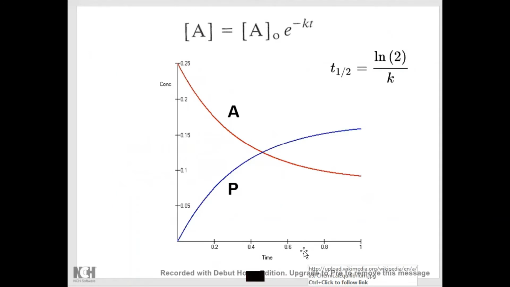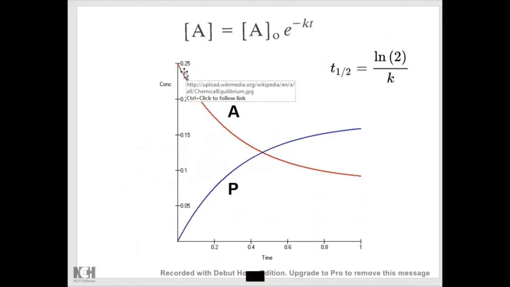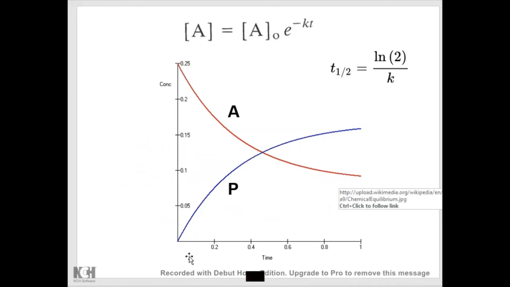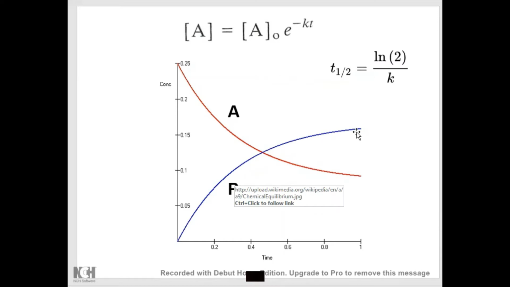Here on the slide you see a graphical representation of this equation. The concentration of A varies with time. It reduces with time, and the concentration of P increases with time.